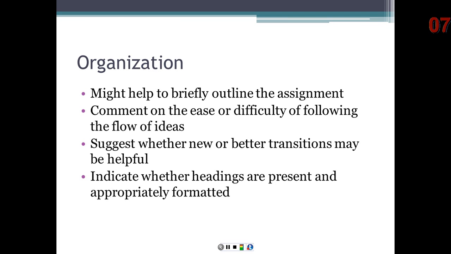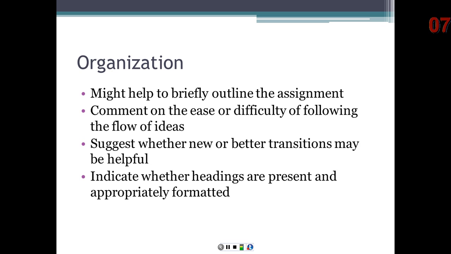You might also comment on the ease or difficulty of following the flow of ideas through the paper. And if you think transitions are the problem, you might suggest new or better transitions that could help the reader follow the writer's flow of ideas.